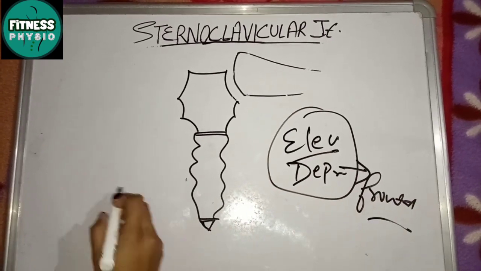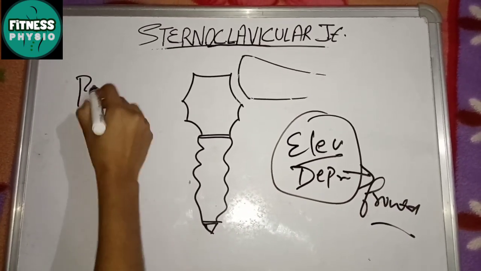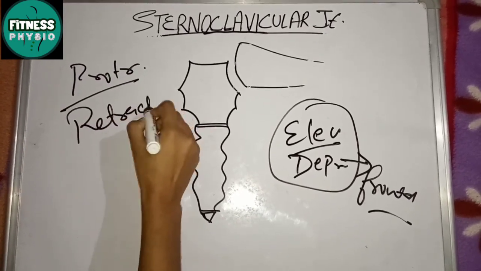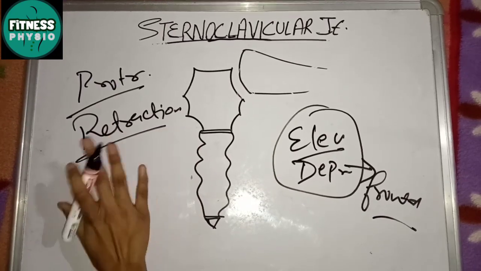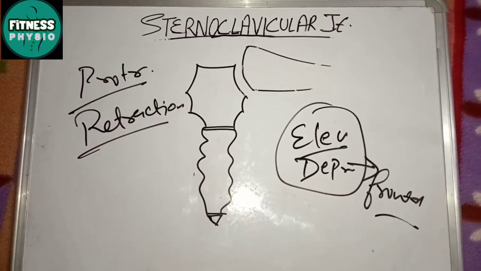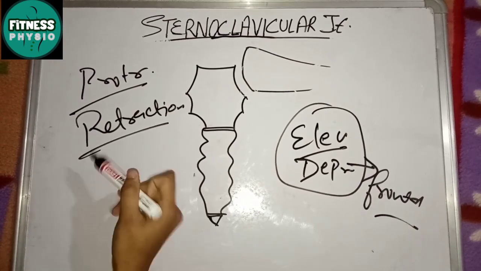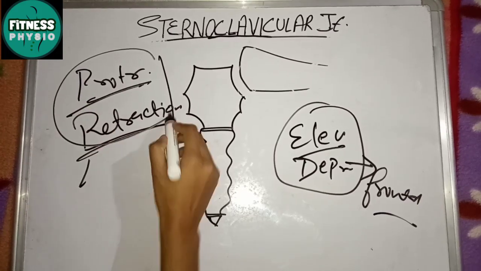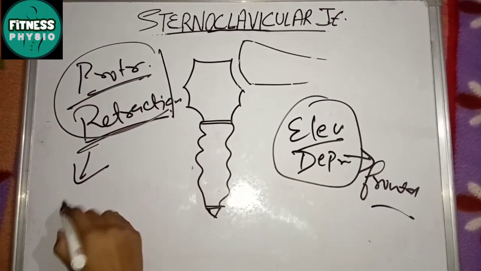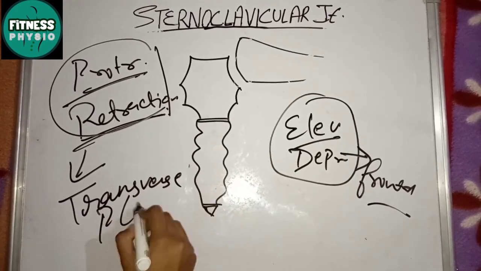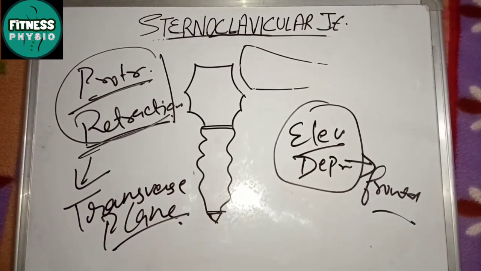So now the next movement is your protraction and your retraction. So this is just opposite of this. Why am I saying this? So first let's talk about protraction and retraction of your clavicle: it occurs in which plane? It occurs in the transverse plane.